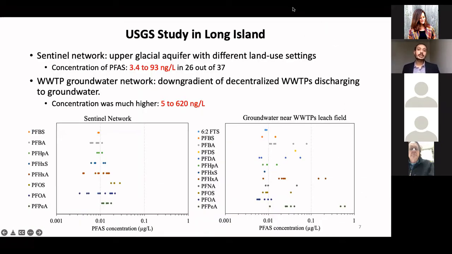Looking more closely at the Long Island area, there was a study conducted by the United States Geological Survey to look at the concentration of PFAS in the groundwaters in the Long Island region. They detected concentrations up to 93 nanograms per liter from different land use settings. In some of the wells collected downstream of decentralized wastewater treatment plants, the concentrations were much higher, and a concentration of up to 620 nanograms per liter was detected in groundwater from Long Island.